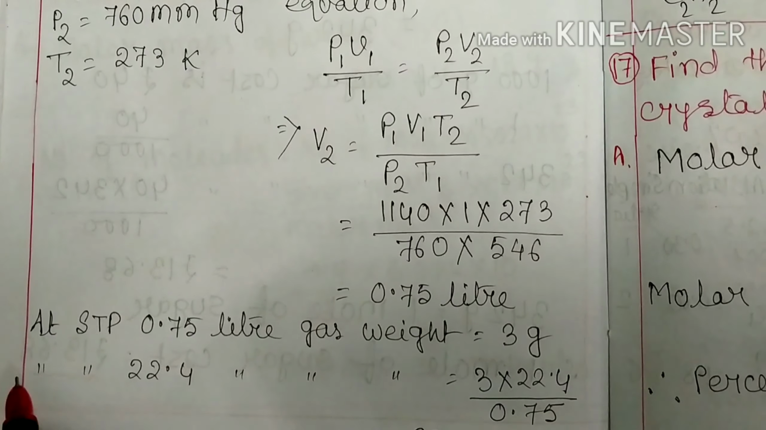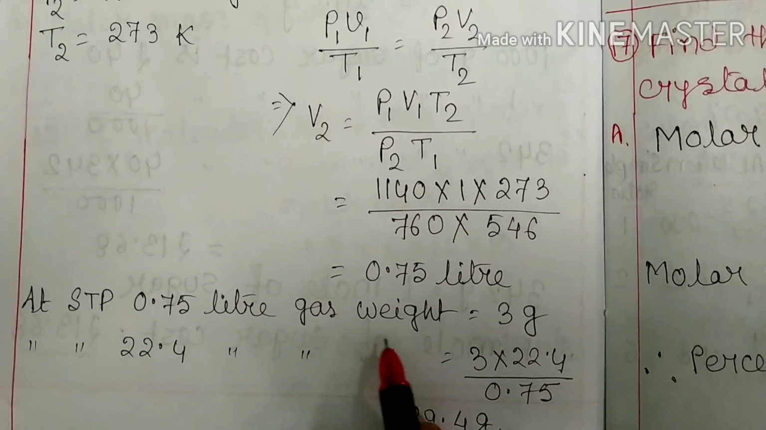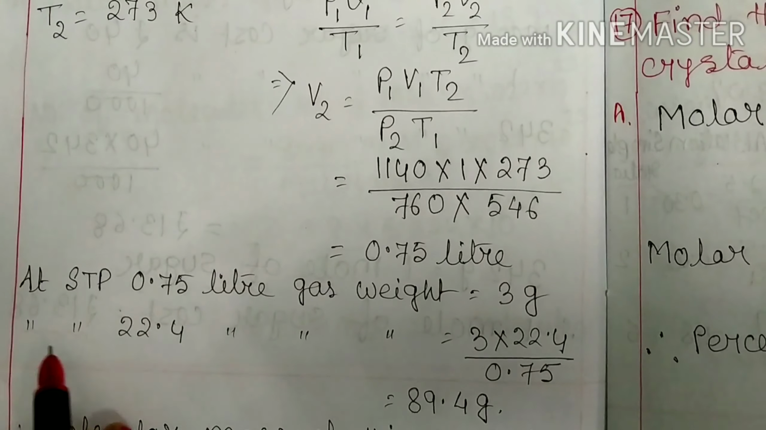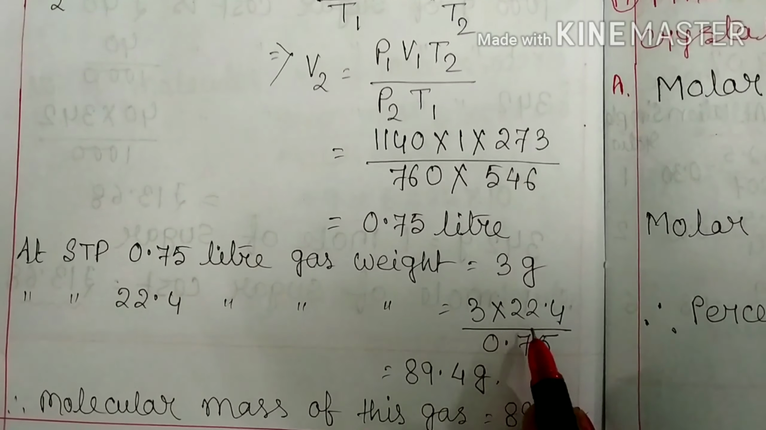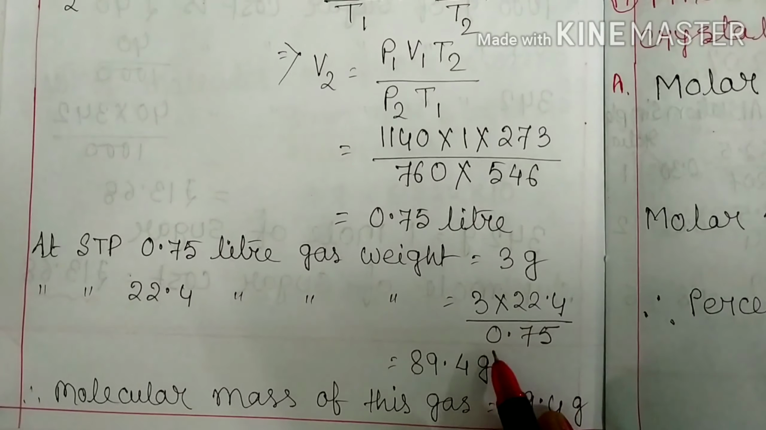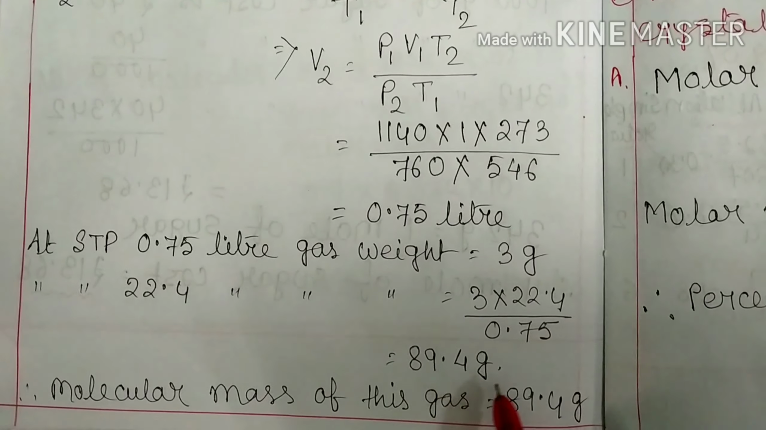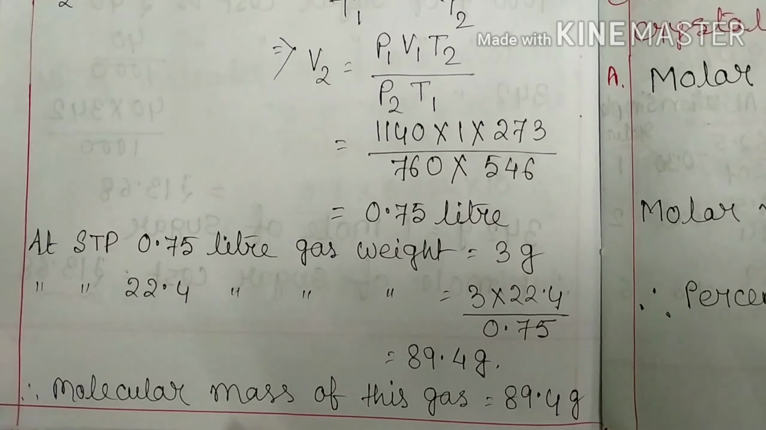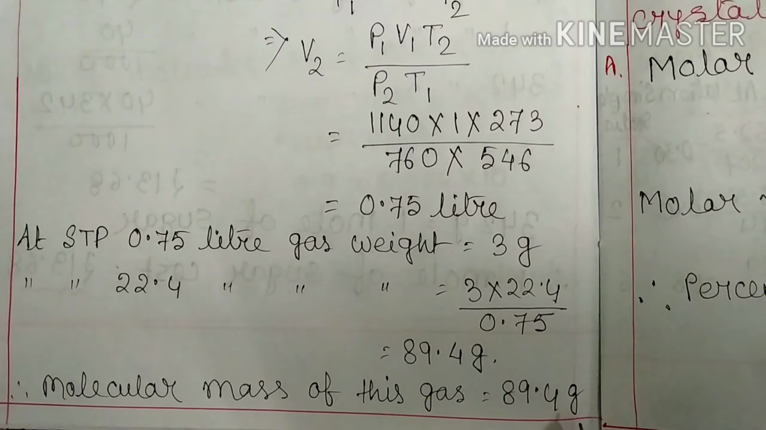0.76 liter. Now at STP, 0.76 liter gas weighs 3 gram. So 22.4 liter gas weighs 3 into 22.4 by 0.76 equals to 89.4 gram. Therefore, the molecular mass of this gas is 89.4 gram.